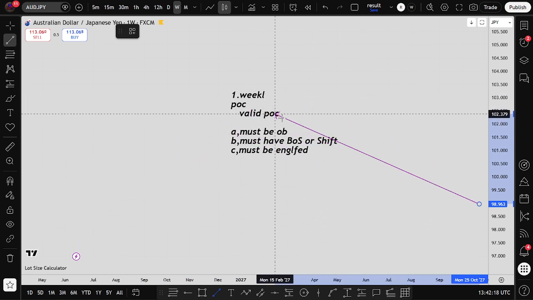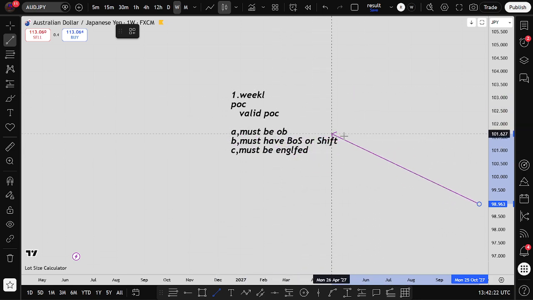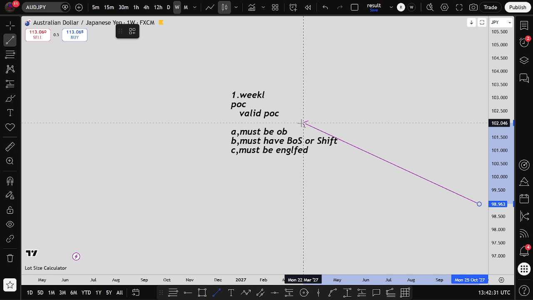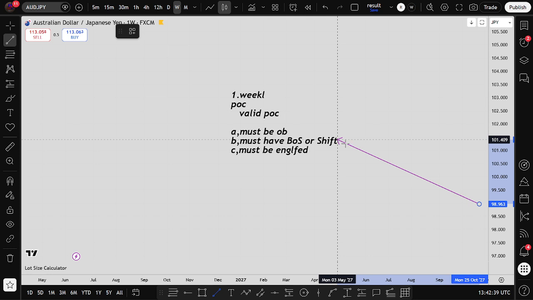A valid POC must have these three things. Even if one of them is not in, I don't consider it a valid POC. The first thing is it must be an OB. OB means order block. If you don't know what an order block is, go to YouTube, K4FX, and I have a full video on order block.